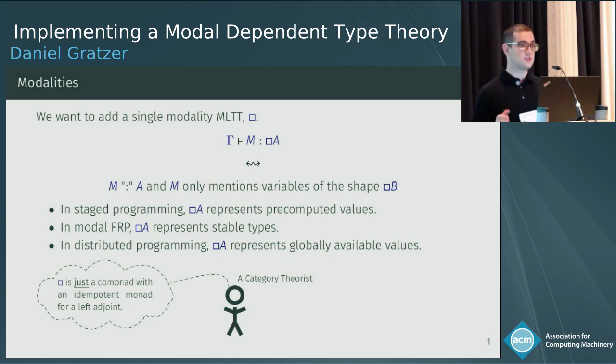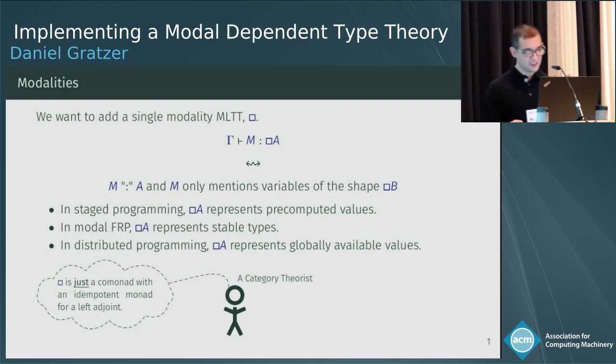And this does arise naturally in programming. In staged programming, for example, we can use box A to represent a previous stage. And the dependency requirement is the insurance that a compile time computation doesn't depend on runtime input or something else that would create problems. In Modal FRP, which I expect we hear about later, we can use box A to represent stable types. And in distributed computation, we can use box A to represent the computations that can be moved freely in between nodes because they don't have a node-specific resource in their dependencies.